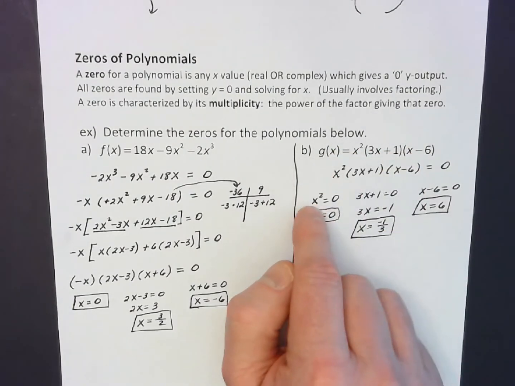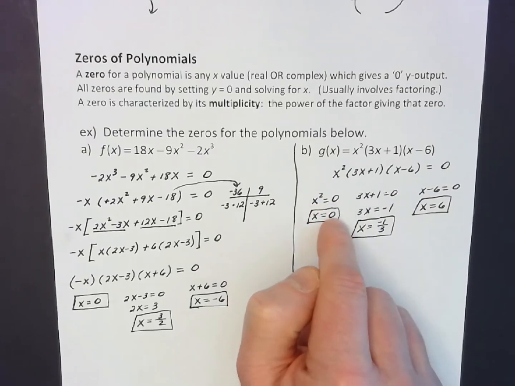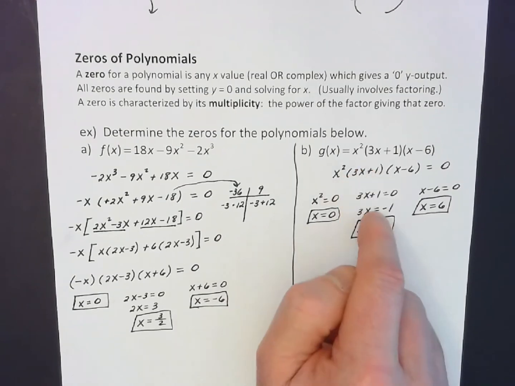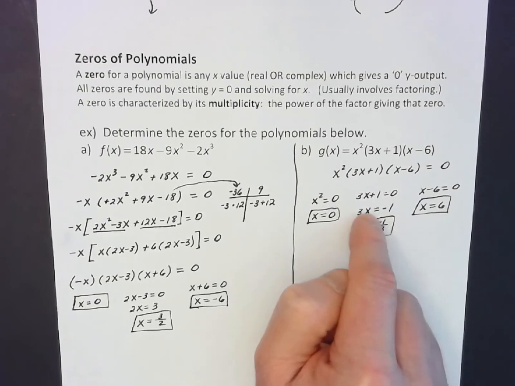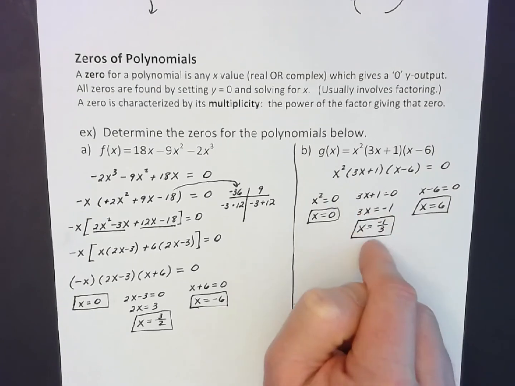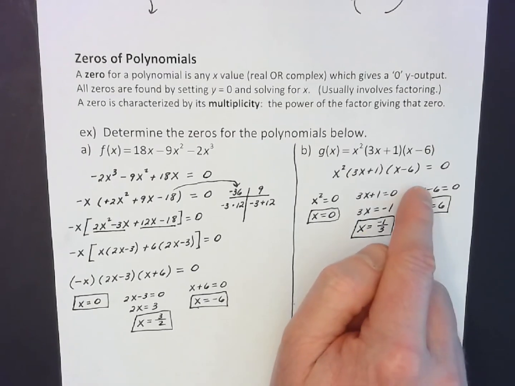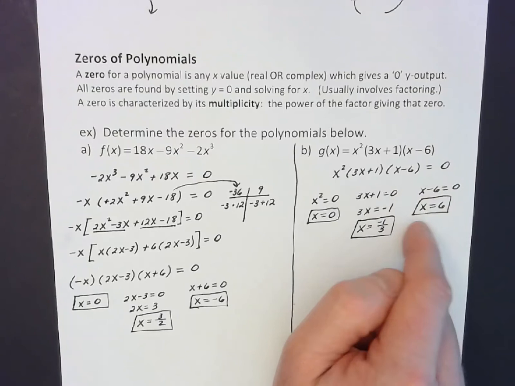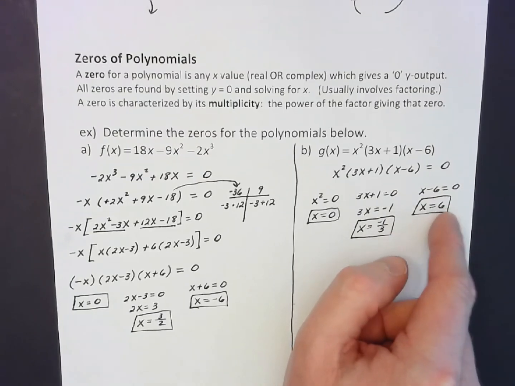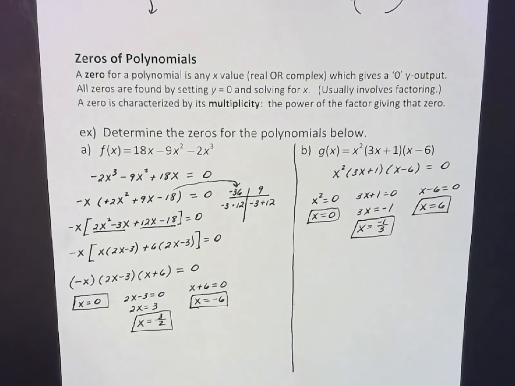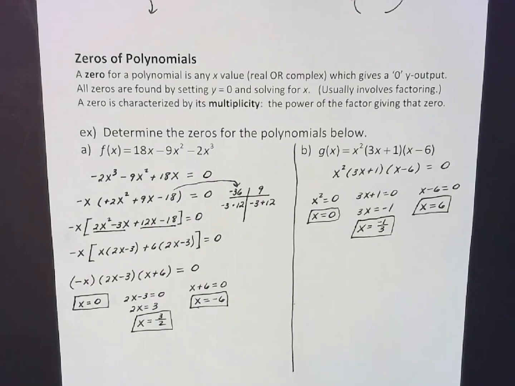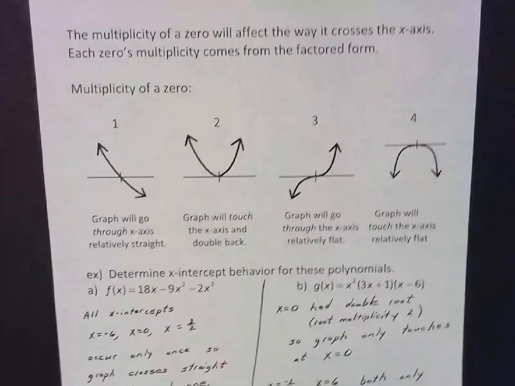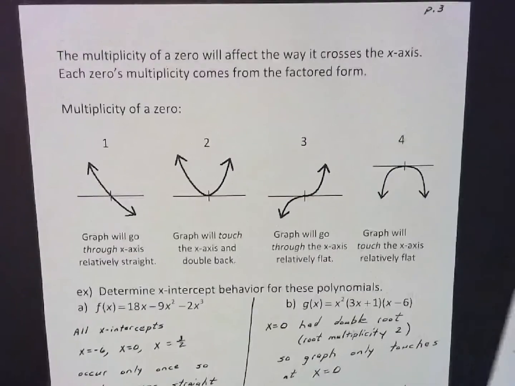So since it's already factored out, I can set each factor equal to 0. If x squared is equal to 0, then x is equal to 0. If 3x plus 1 is equal to 0, then 3x is going to equal negative 1, and then I can say x is equal to negative 1 over 3. And then finally, again, the x minus 6 is equal to 0, I'm going to add 6 to both sides and give you x equals 6. Now, the next page builds off of this, but it's going to talk about what happens at each of these x-intercepts. So I'll go ahead and show this page, but I'll keep the other page handy here.